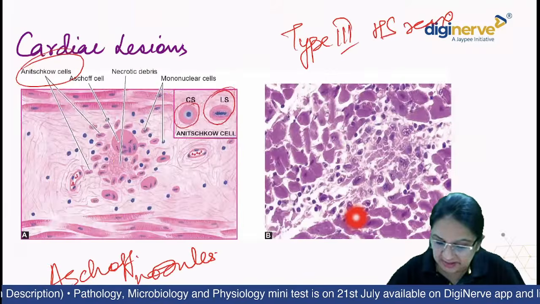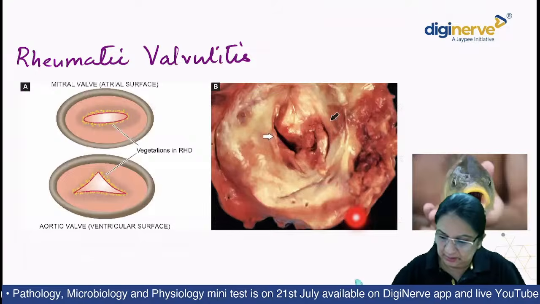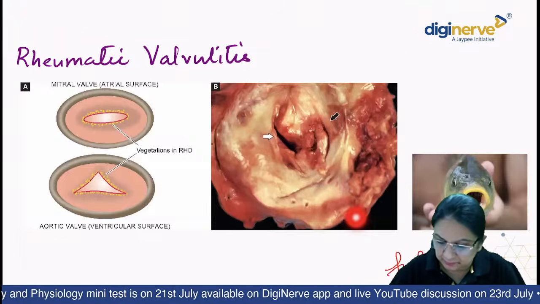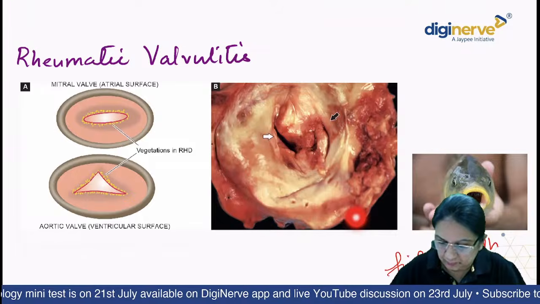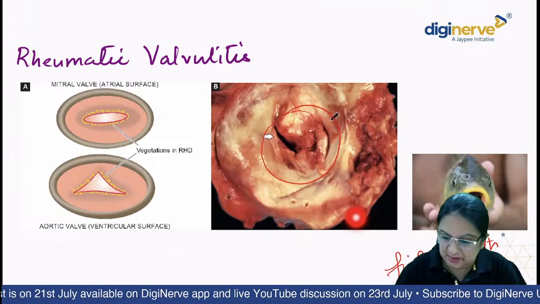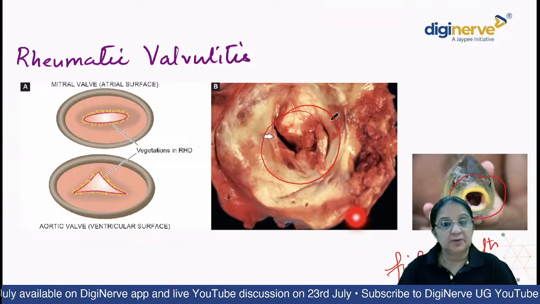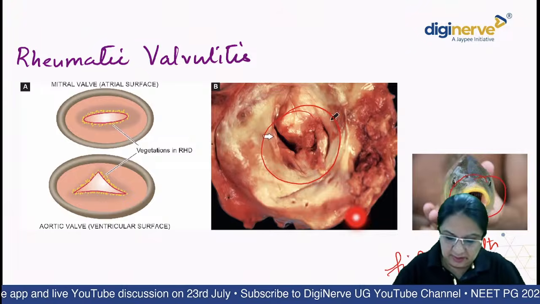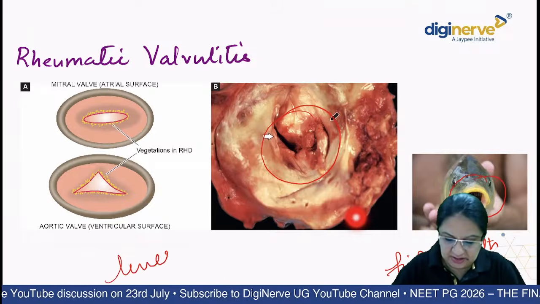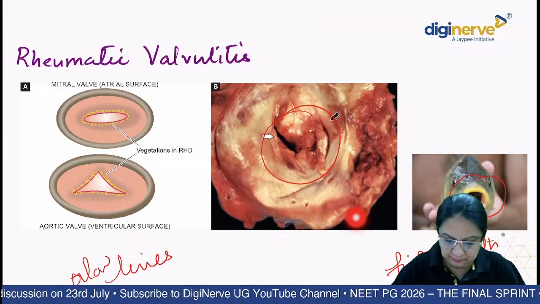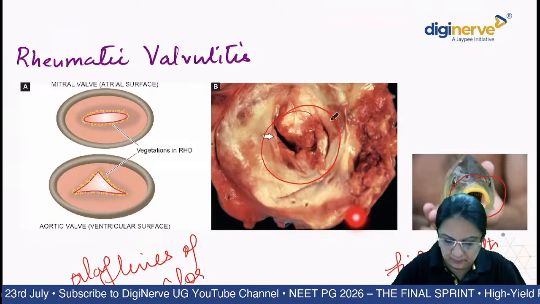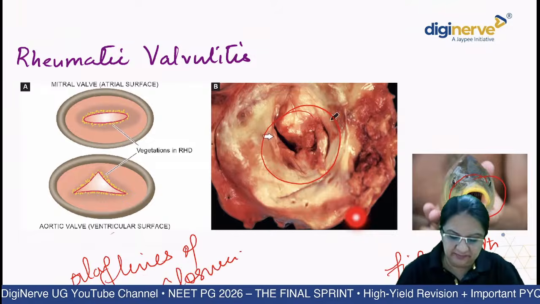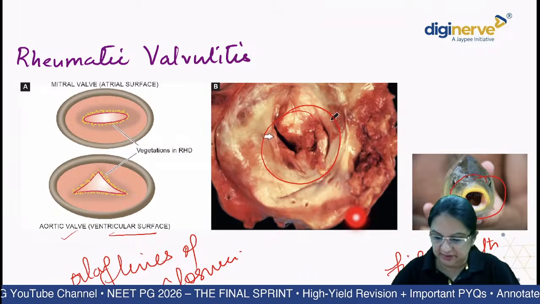And how does it appear grossly? Fish mouth. You see, this looks like a fish mouth. Okay? Fish mouth. And these vegetations are seen along the lines of closure of the valve, the atrial surface of the mitral and the ventricular surface of the aortic valves.